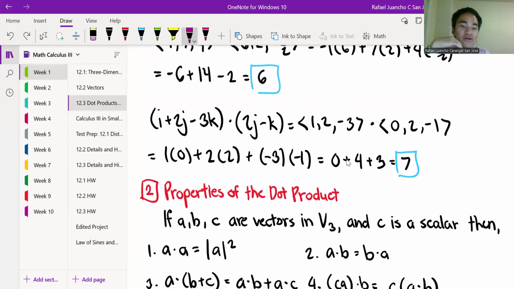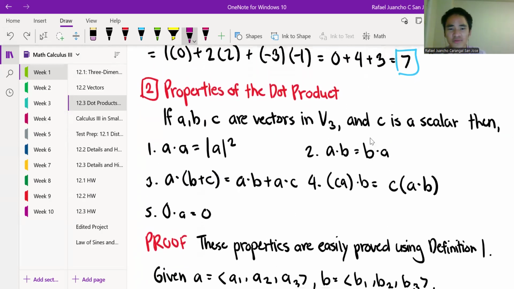And it's also the same for ijk. So here we just translate them into normal vectors like this, and we do the same thing. 1 times 0 plus 2 times 2 plus -3 times -1, and we get 7, a real number 7.